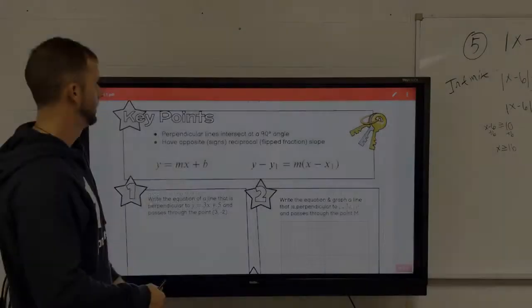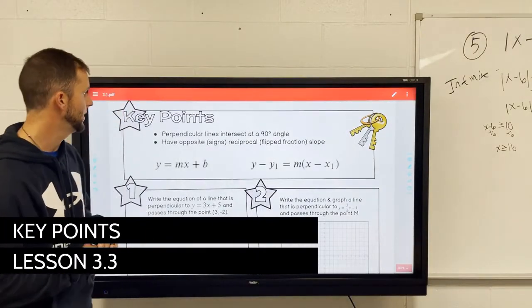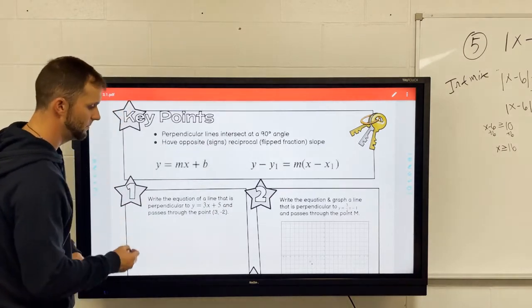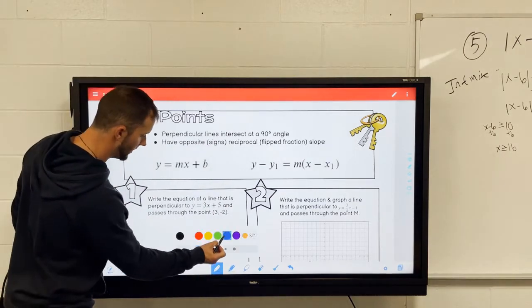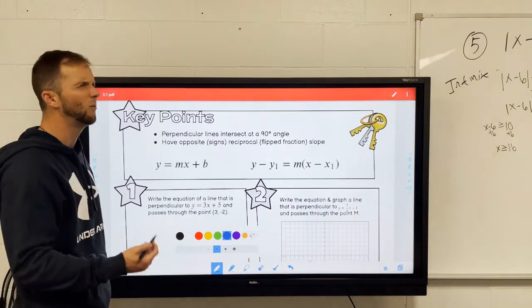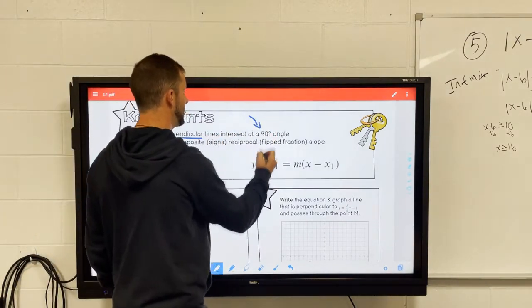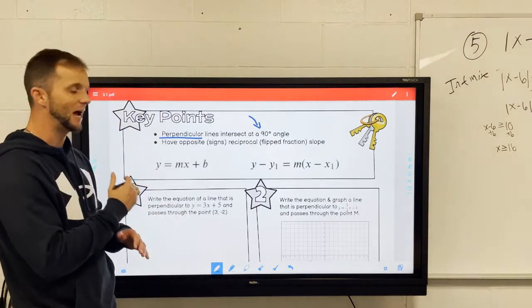Let's jump into it. All right, so the key point that we want to talk about here is perpendicular. I want you guys to remember this because throughout the whole year, whenever I say the word perpendicular, people are going to be like, what does that mean, Coach Snow? Perpendicular means 90-degree angle. They intersect at 90 degrees.